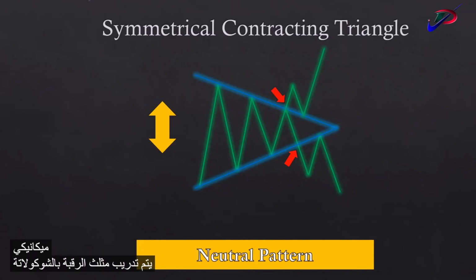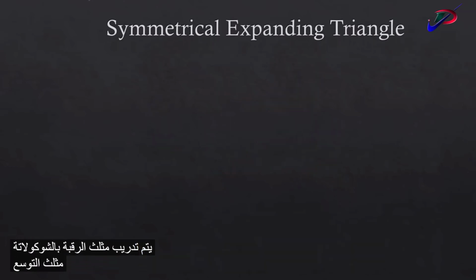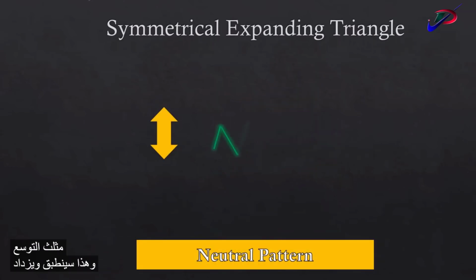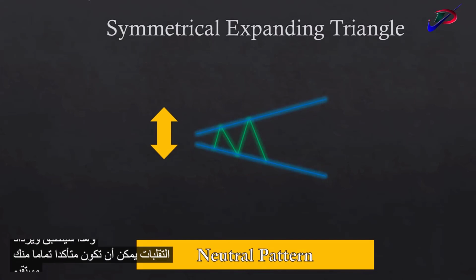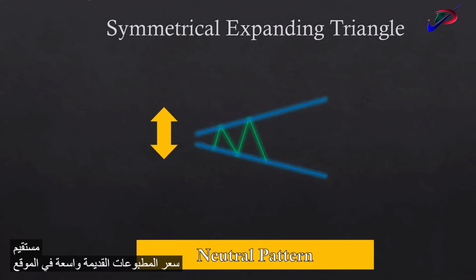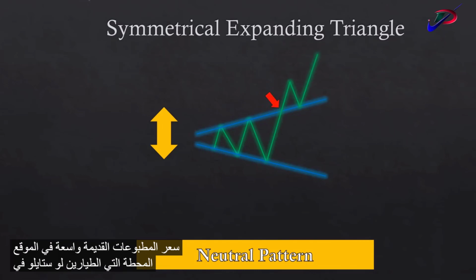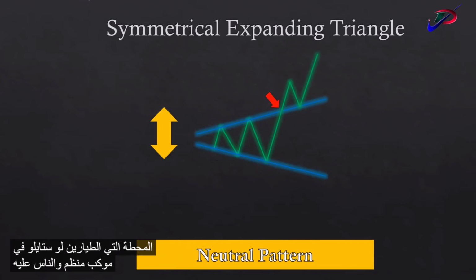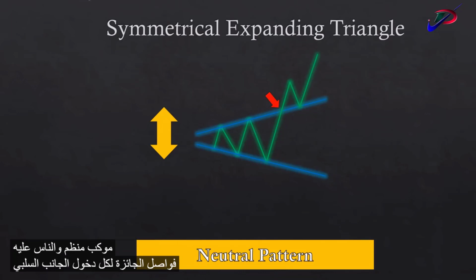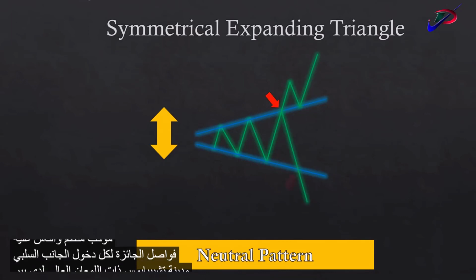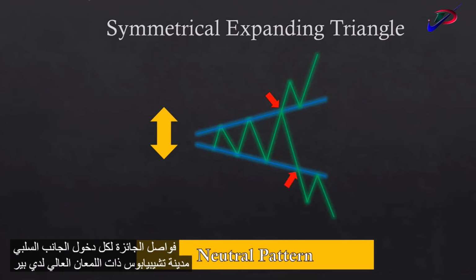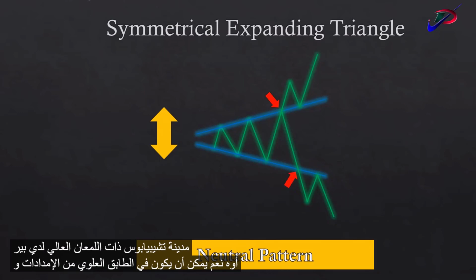The next triangle is called symmetrical expanding triangle, and this one implies an increase in volatility that can be quite challenging to trade. If price breaks out of the pattern to the upside, the stop should be below the lowest low in the pattern or below a confirmed demand zone. If price breaks the pattern to the downside, the stop should be above the highest high in the pattern or above a confirmed supply zone.